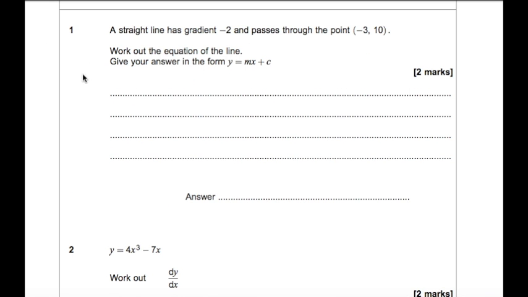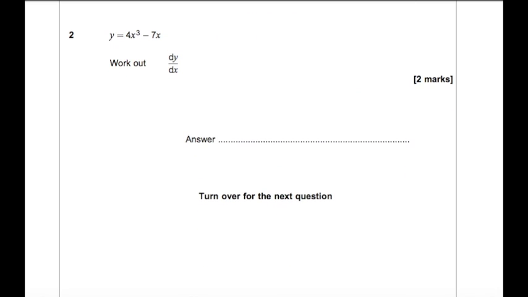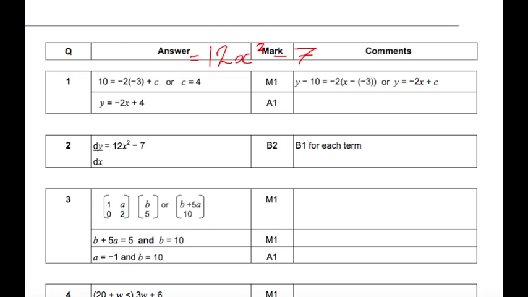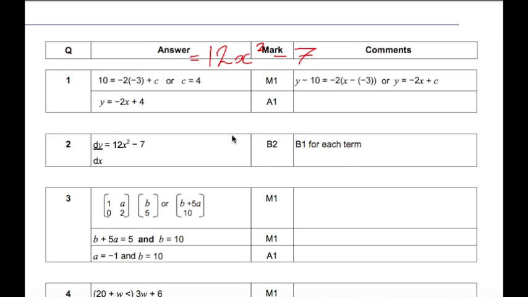Right, so question 2. y equals 4x cubed minus 7x, and we want dy by dx. So hopefully we're just using the standard derivative rules here, so timesing by the old power and taking 1 away from it. So 4 times 3 is 12, so we've got 12x squared, and then minus 7x is just going to become -7, and I imagine you'll get a mark for each term there. Yeah, so 1 for each term.